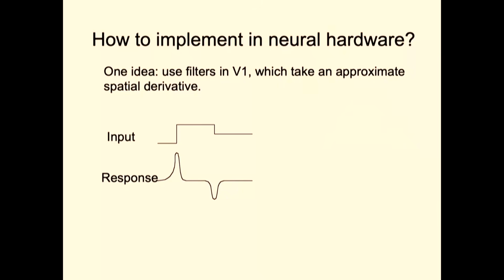Okay. All right. So how could you implement this in neural hardware? One idea that resonated at the time was that you could use the kinds of filters that we find in primary visual cortex, which you can think of as taking an approximate spatial derivative. So what is a derivative? Well, it's a differencing operation, right? It's telling you how much something changes from one point to the next. And if you think about a simple cell receptive field, you can think of that as taking a difference between two adjacent regions of an image, right? You've got an excitatory lobe and an inhibitory lobe, so you can think of that as taking a spatial derivative.